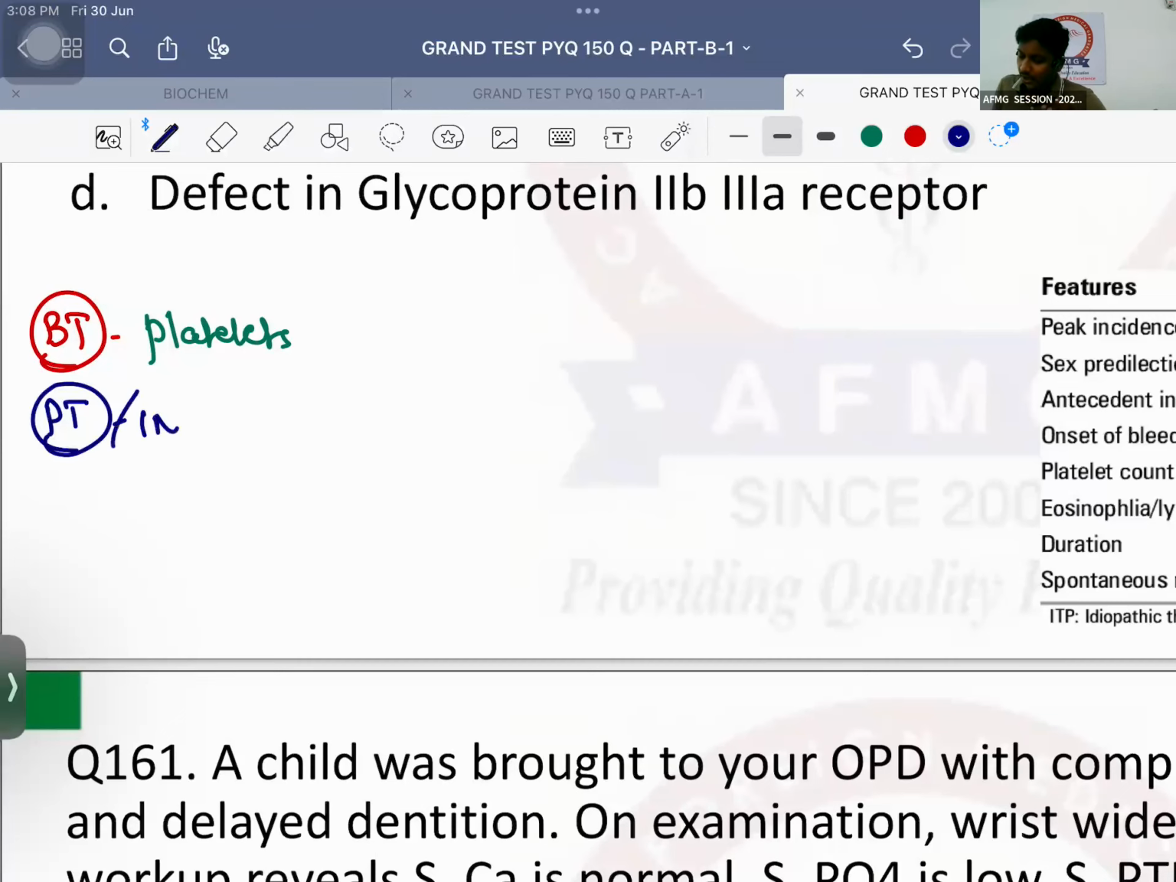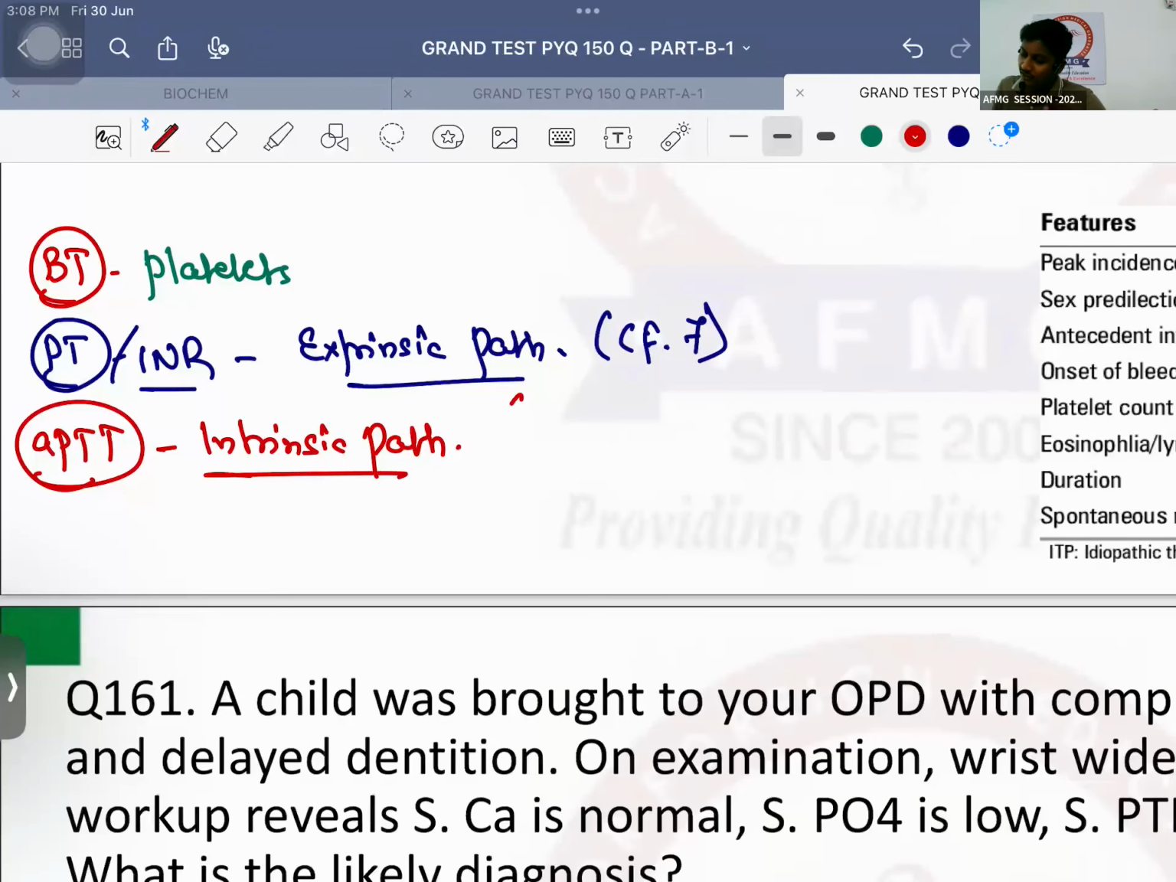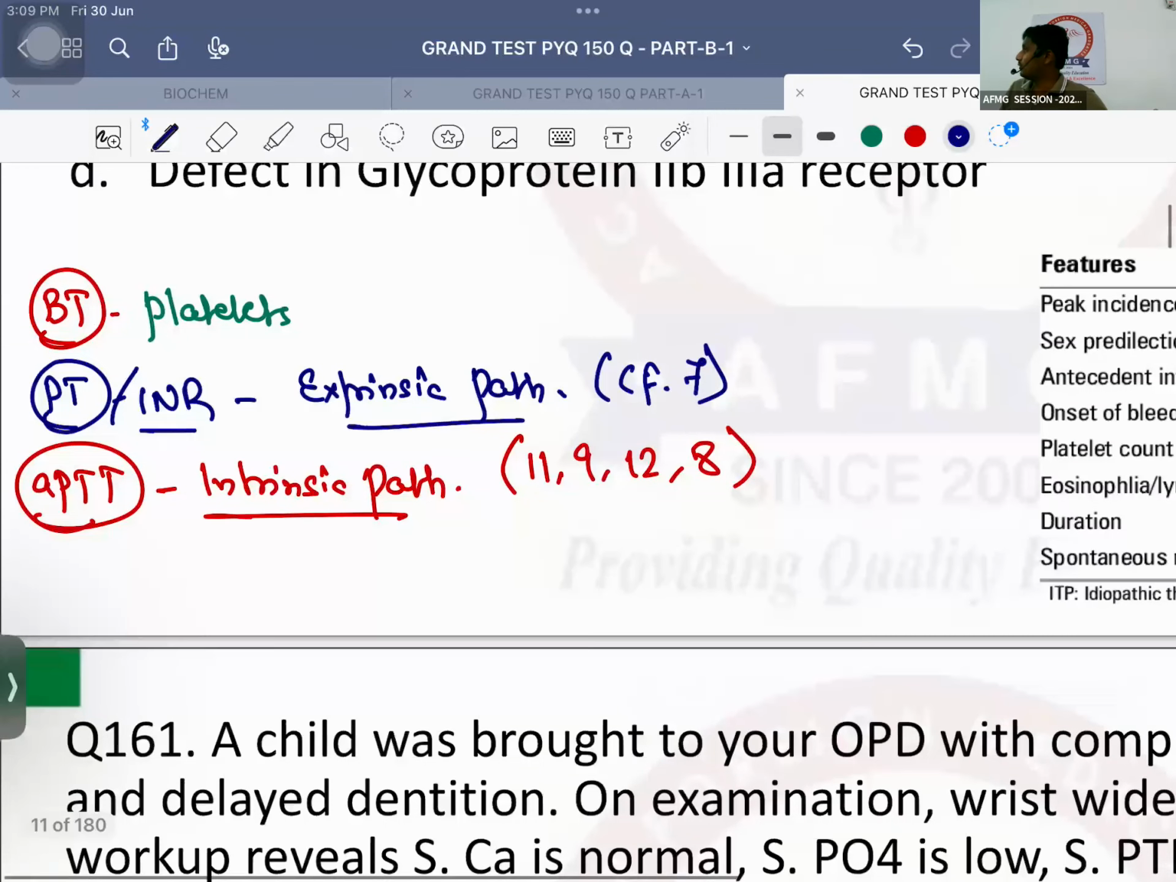So PT or INR will tell you about any defect or deficiency of which pathway of coagulation? Extrinsic pathway of coagulation. In the extrinsic pathway there is just one clotting factor, clotting factor number 7. Next, APTT, activated partial thromboplastin time. It will tell you about any defect or deficiency in which pathway of coagulation? Intrinsic pathway of coagulation. Okay? Here we have clotting factors like 11, 9, 12, 8. Okay, so at least remember these.